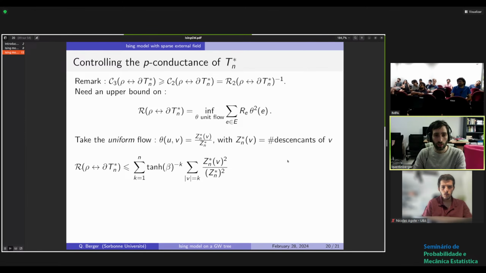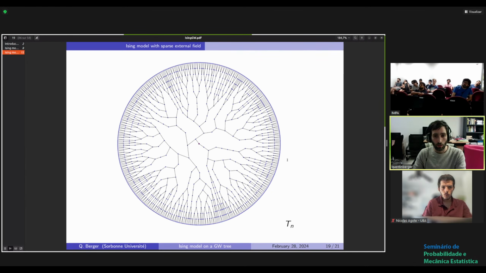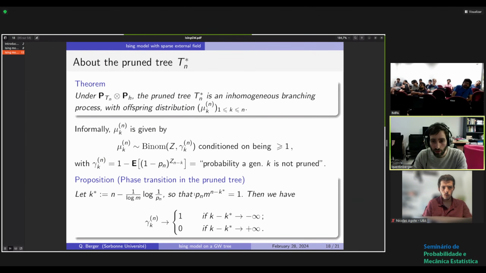Oh, for the scaling of K star, yeah. So the scaling of K star is this one. Okay, so yes, n minus. Sorry, I missed it. Yeah, so n minus. Okay, thanks.